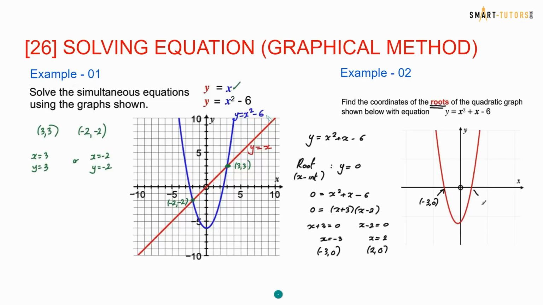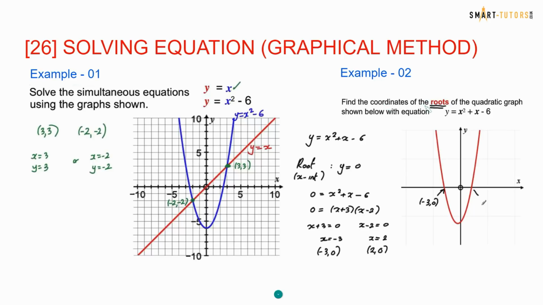We know x squared minus x is the blue color quadratic graph. And to solve, you need to draw y equals x, a straight line, the red color graph. The intersection points are going to be the solution. So where they intersect, the points (3, 3) and (-2, -2) are going to be the solution for the graph.